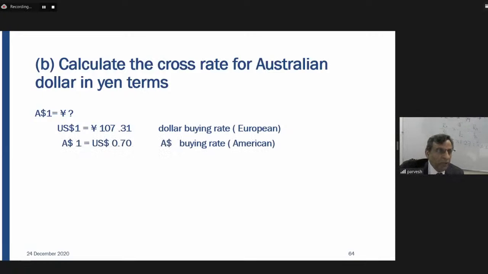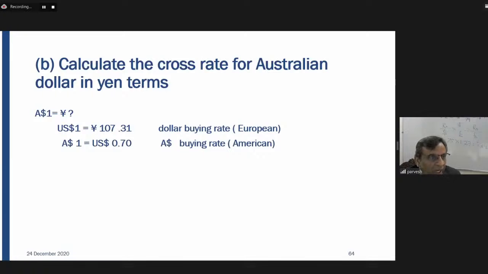So both the quotes are given to you. One in terms of US dollar is equal to so many yen. The second one is 1 Australian dollar is equal to so many. So both quotes are given. So he'll go and buy the dollar in Japan, which will cost him 107.31 yen, which is in European terms.